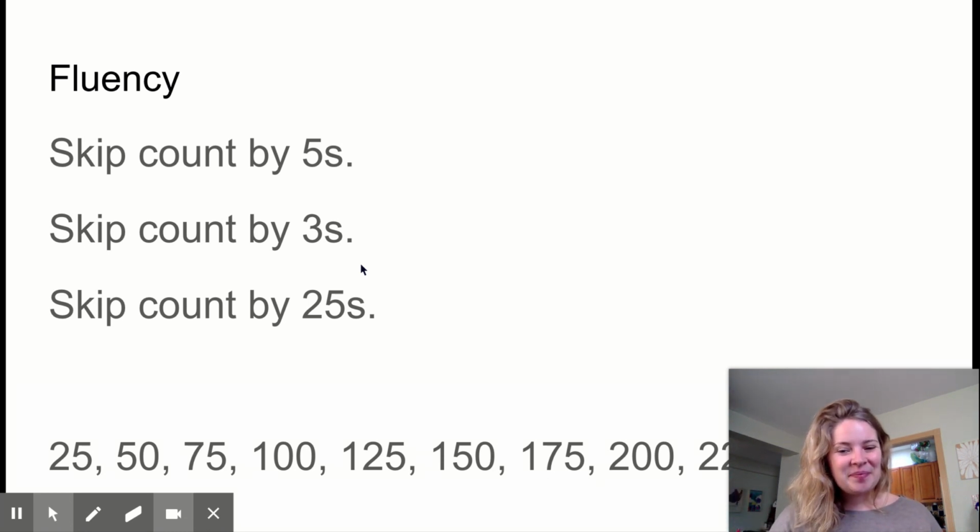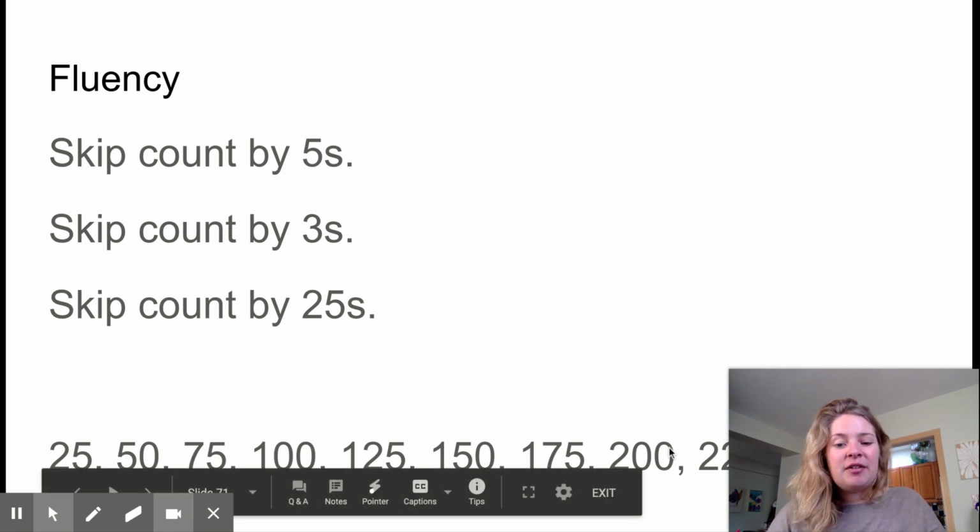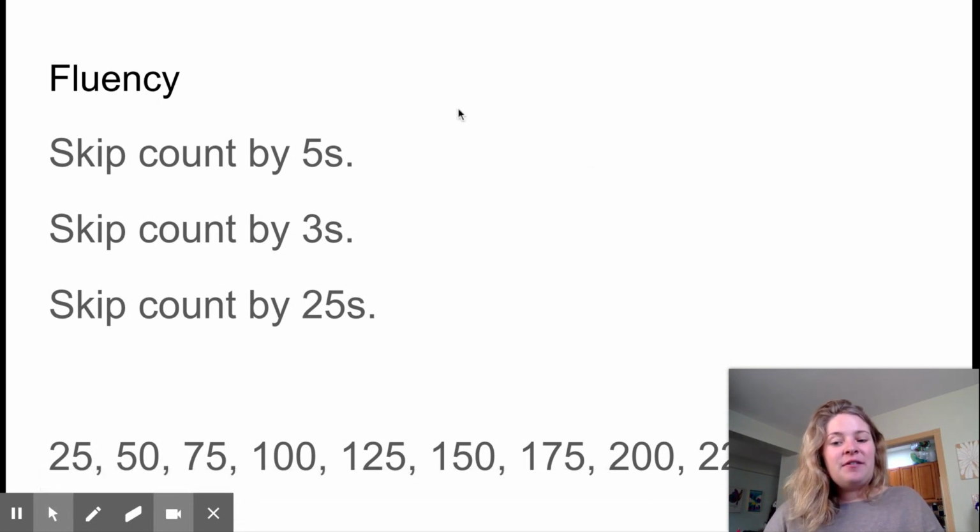Good job. And let's skip count by 25s using our number line down here. 25, 50, 75, 100, 125, 150, 175, 200. What comes next? What comes next is 225. Good work, friends.